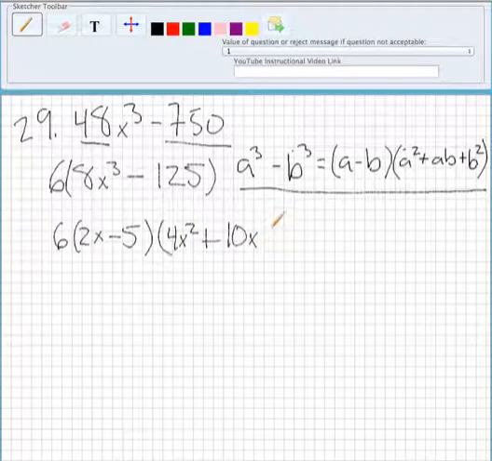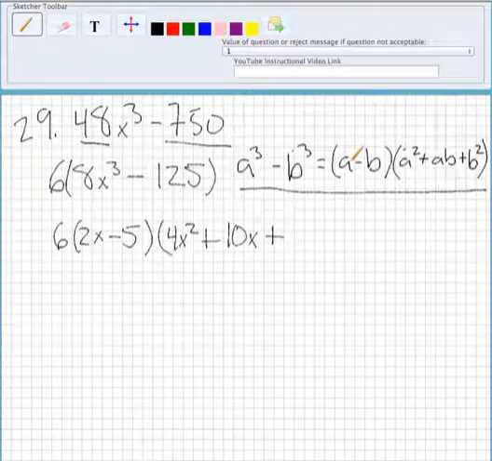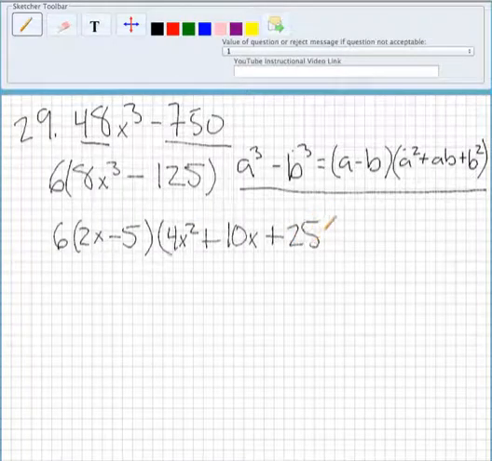And now we're adding again because of this. It's always going to be the same. It's going to be subtract, add, add. Okay? And then we're going to take 5 and square that, which is 25. And then this is our final factor.